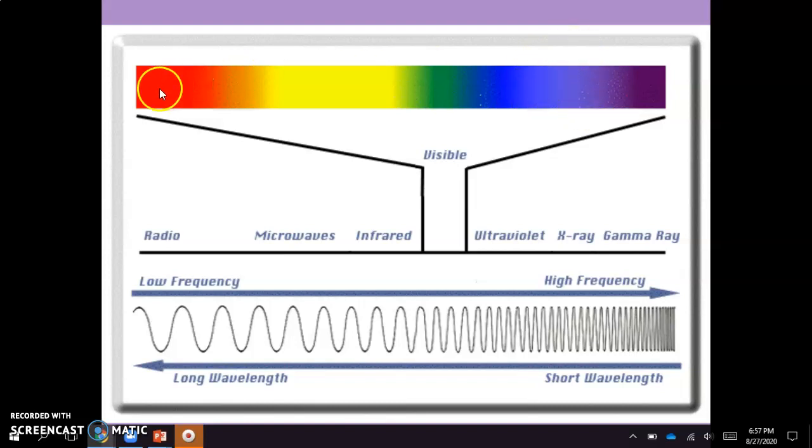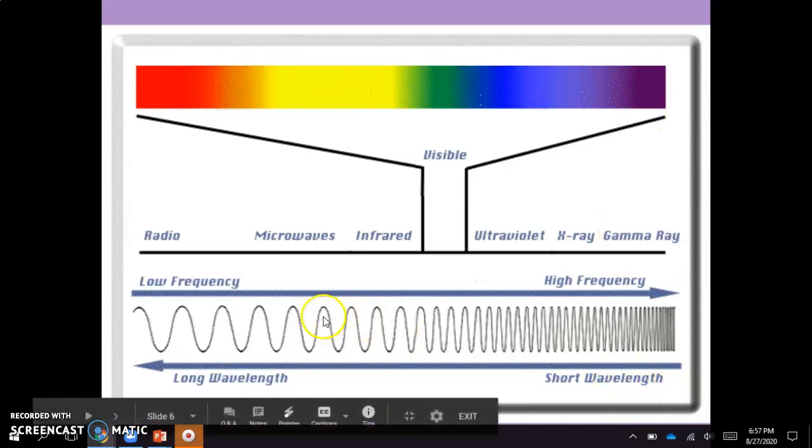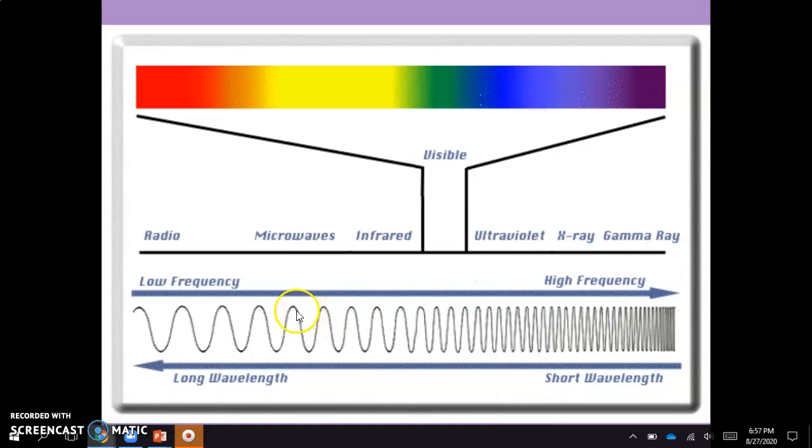Okay, so as we move from left to right, our wavelengths get shorter, and the wavelength is just the amount of space from crest to crest, so from peak to peak of each wave. Okay, so longer wavelengths on the left, shorter wavelengths on the right.